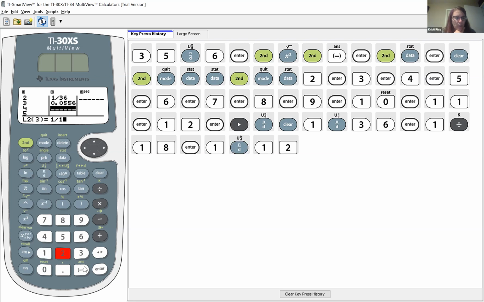And then we had 1 over 12. Again, this is from that table that we've been using with the dice. 1 out of 9.